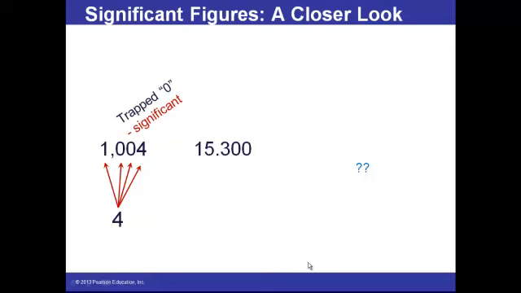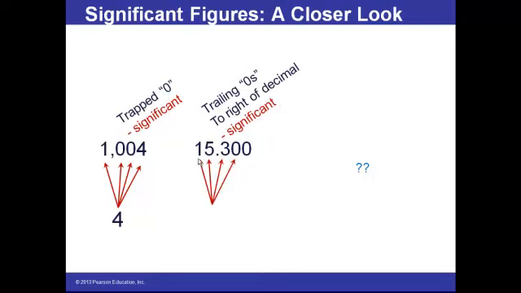How about this one? If you've got zeros on the right side of the decimal place, these are going to be significant because they would not be shown unless they have significance. So trailing zeros to the right of the decimal place are significant. So this one has 1, 2, 3, 4, 5 significant figures.